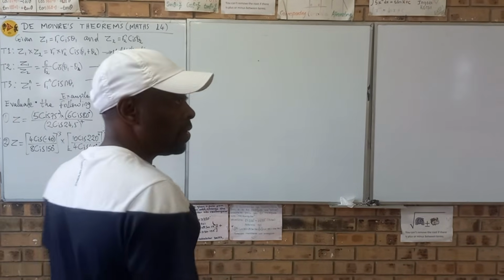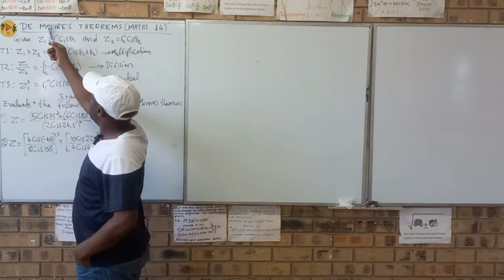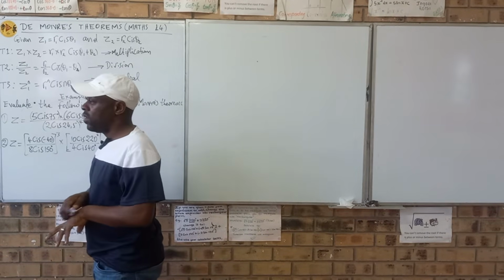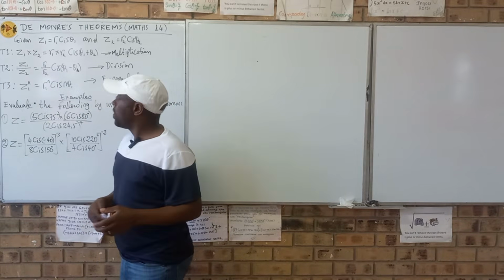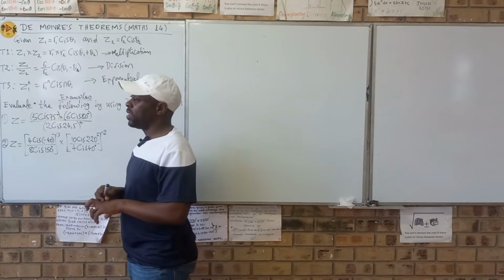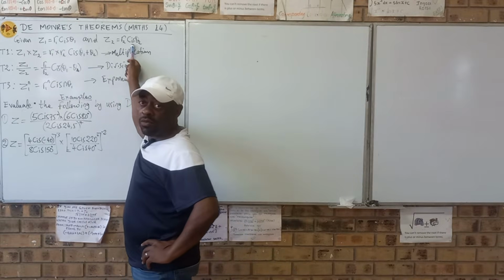Good day, everyone. Today we are having a look at De Moivre's theorems for mathematics level 4. It's a very simple theorem with only three parts, discovered by the mathematician De Moivre, who says your complex numbers must always be in polar form.